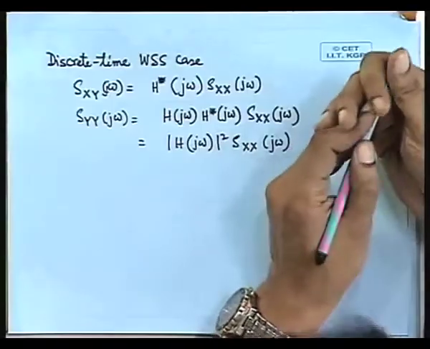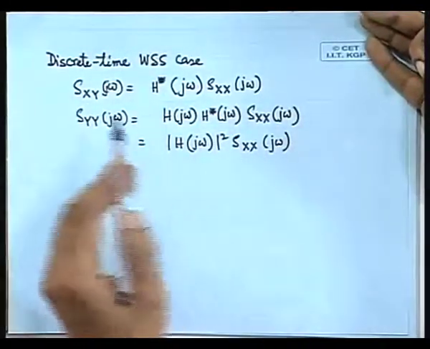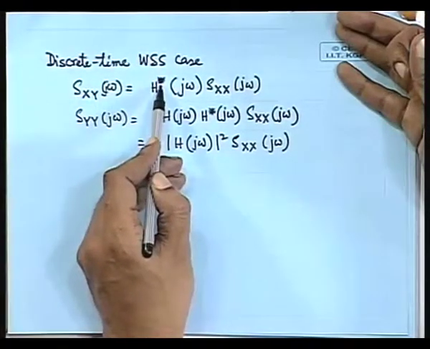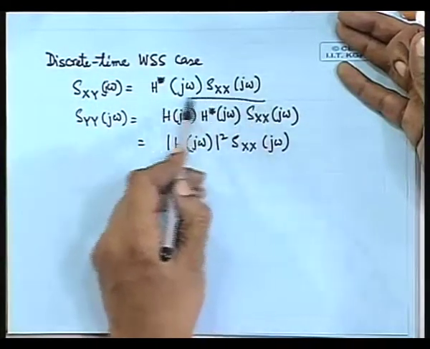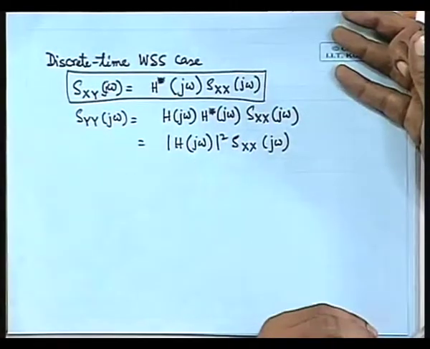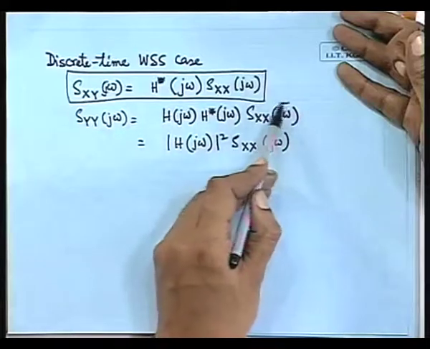So that is very simple to obtain. These are very beautiful results. So it says that Sxy(j omega) is H star(j omega) into Sxx(j omega). That is, this is a cross power spectral density, and finally Syy(j omega).